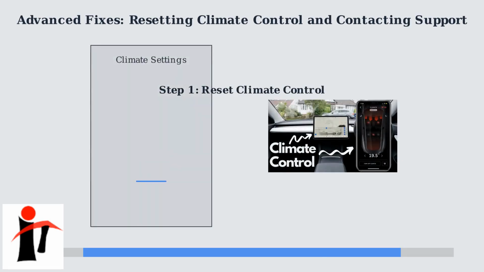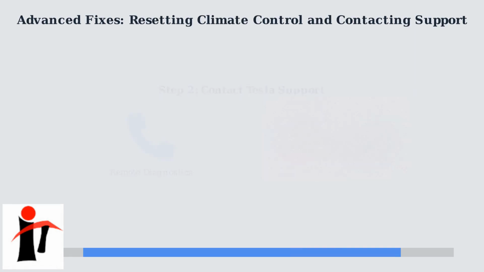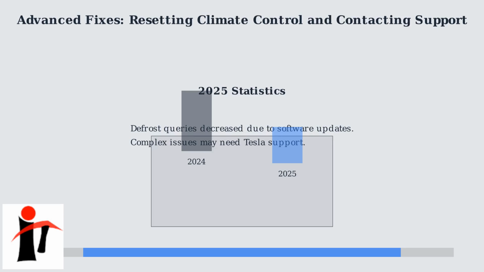If the basic steps fail, try a more thorough reset. Go into the climate control settings within the Tesla app. Turn off all climate features, wait a minute, and then turn them back on. If the problem persists, it's time to contact Tesla support. They can run remote diagnostics to identify deeper issues. According to Tesla's 2025 data, defrost queries have decreased due to software updates, but complex issues might require their direct intervention.